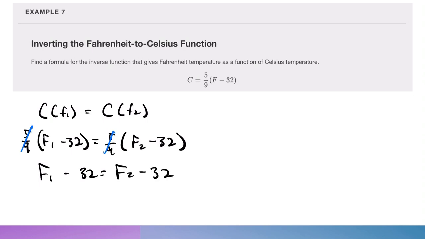We can add 32 to both sides, all right? So this is going to cancel this when we do that. And we finish with our desired result that F1 is equal to F2. So that's how we show that a function is one-to-one algebraically. Sometimes we do finish with F1 is not equal to F2. Then we would say the function is not one-to-one, okay? So we've shown that this function is one-to-one.